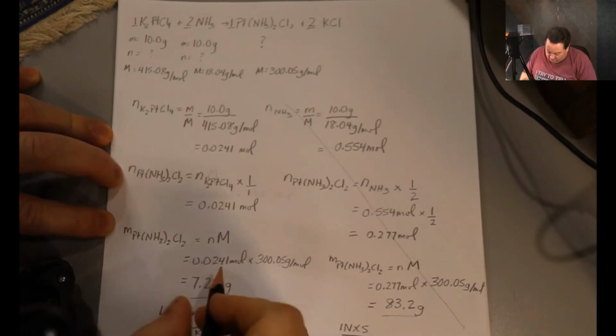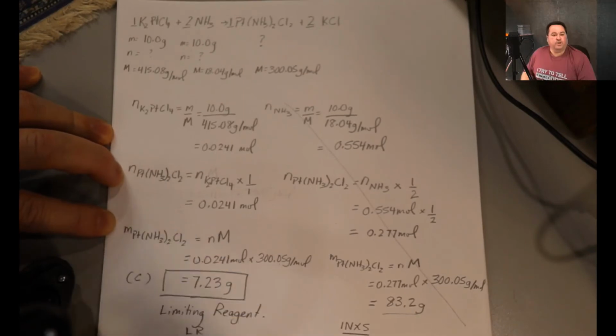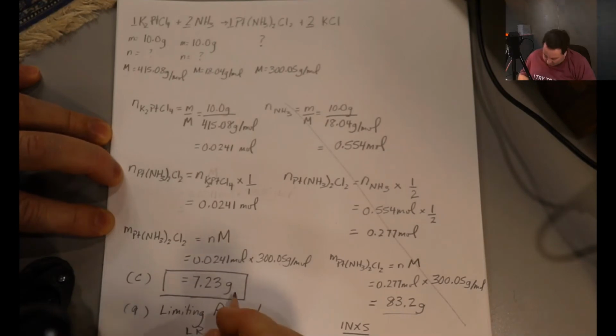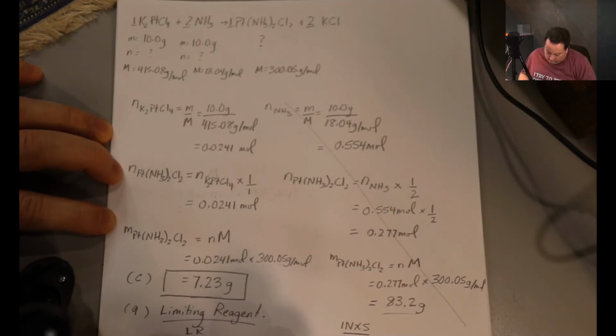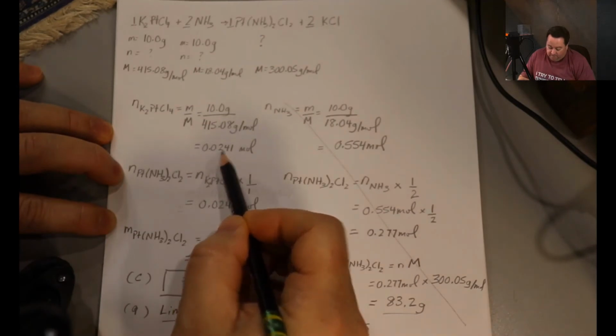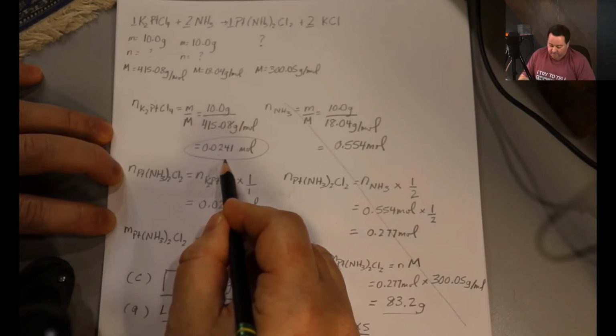So the answer to question C is 7.23 grams. The answer to A is that the K2PtCl4 is the limiting reagent. So we're going to state all these at the end. We also need to figure out B, how many grams of the excess reagent are consumed. So we go back to the moles of the limiting reagent. This is important, and this is what's used for all further calculations.